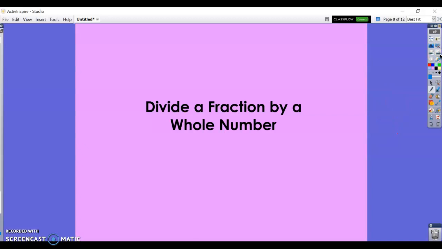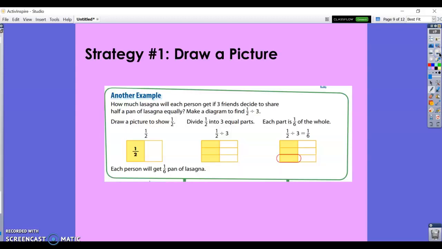Now we're moving into dividing a fraction by a whole number. And again, there are 2 strategies to do this. So strategy 1 is to draw a picture for your conceptual understanding. So here is an example that you'll see on your Pearson workbook page. You'll see that it says, how much lasagna will each person get if 3 friends decide to share half a pan of lasagna equally? Make a diagram to find 1/2 divided by 3.